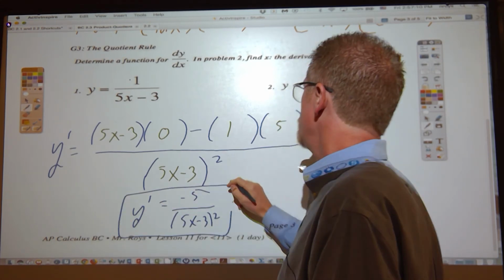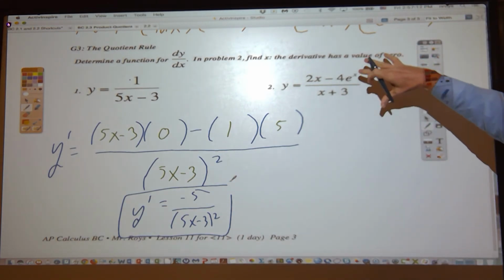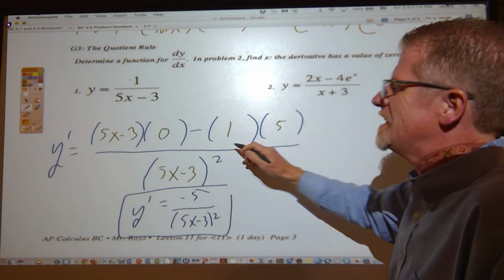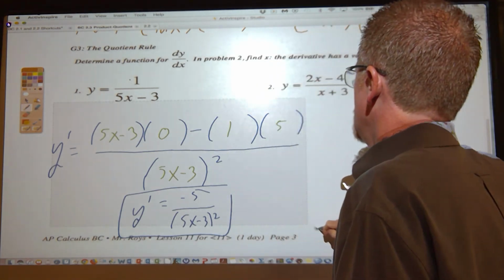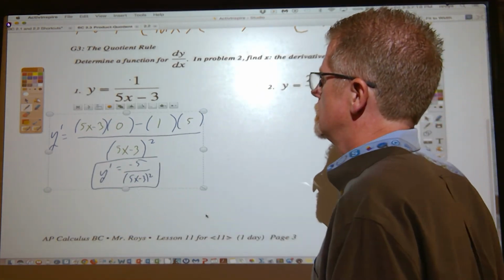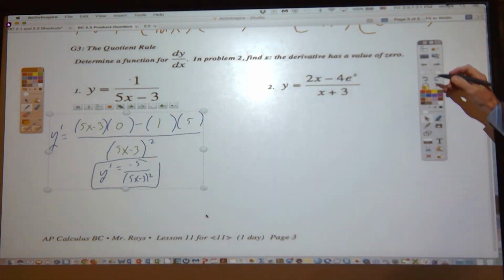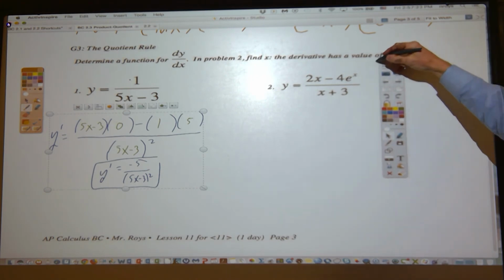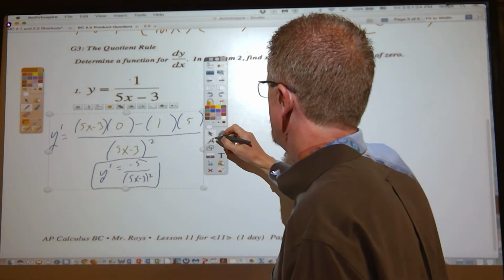Not much to it. Here, you practice one. Try number 2 on your own. Set up the quotient rule skeleton and attach the flesh to the bones. Have at it.